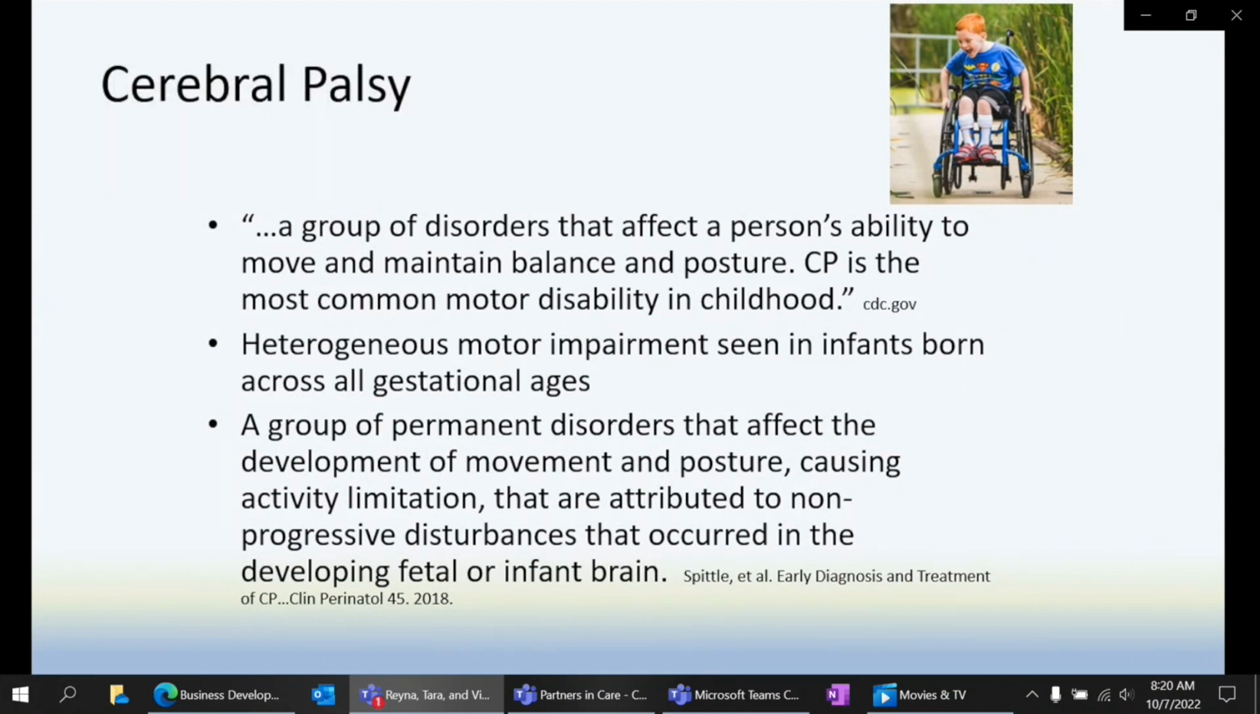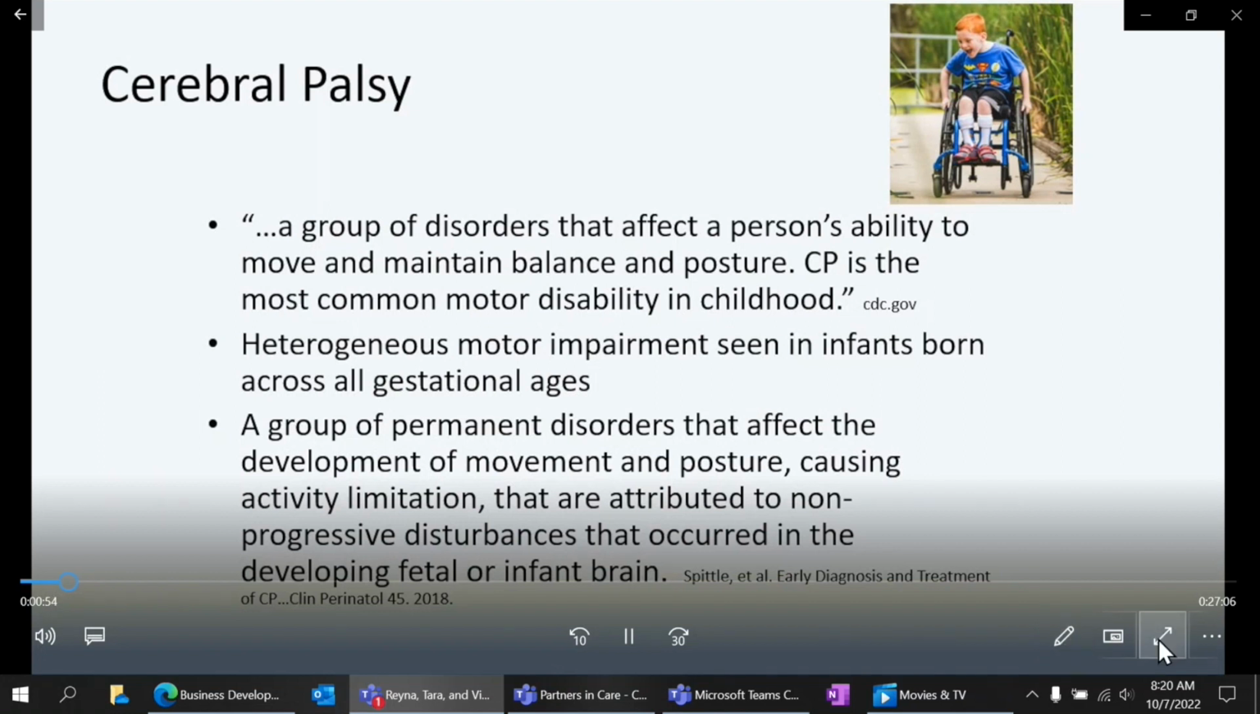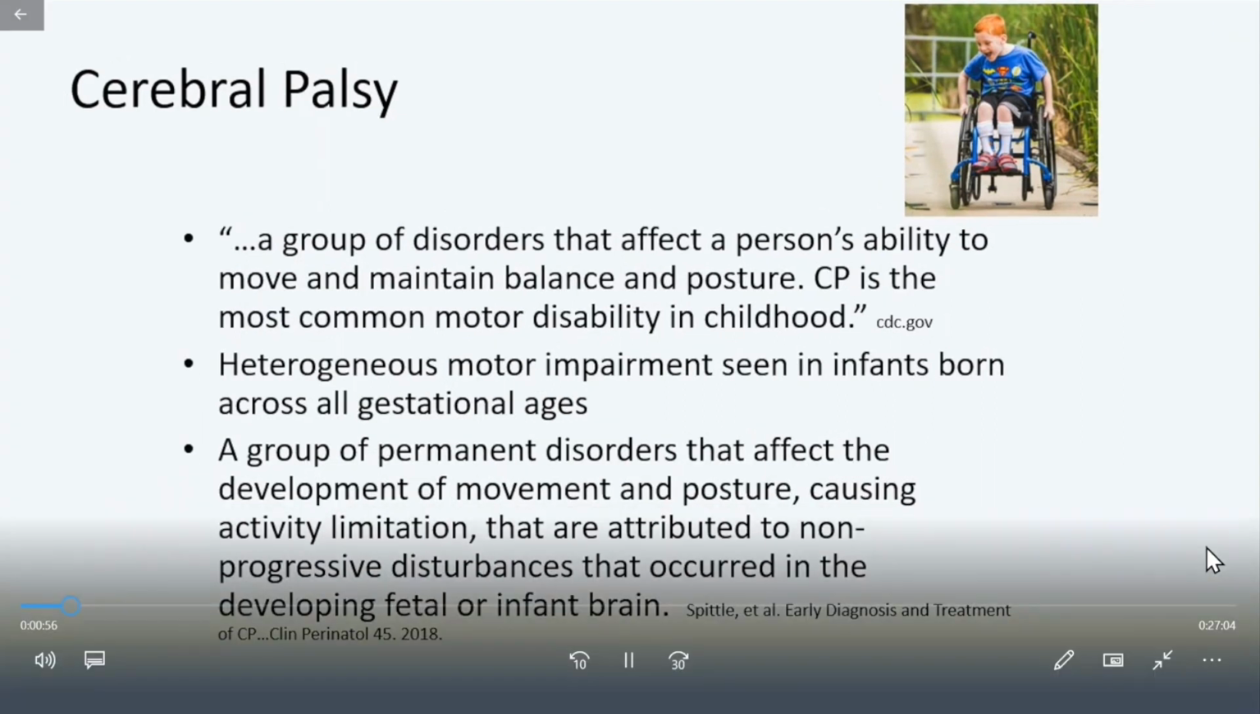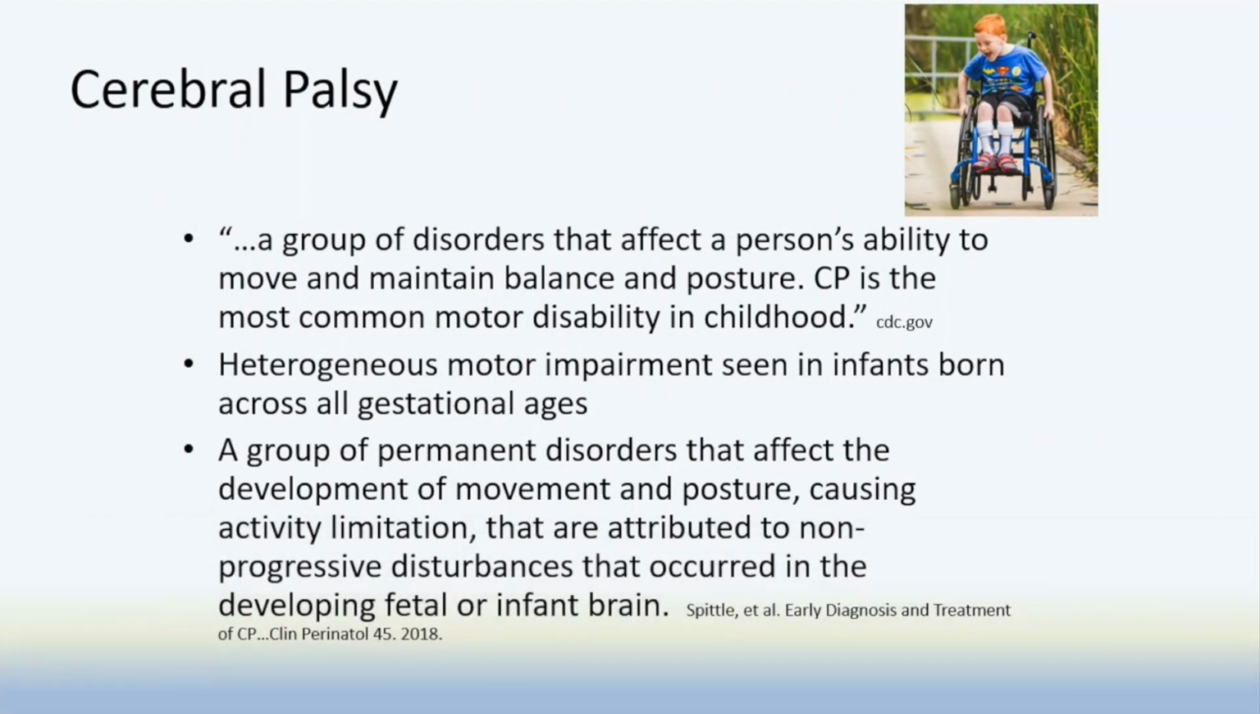So defining cerebral palsy, from the CDC, is that it is a group of disorders that affects a person's ability to move and maintain balance and posture. Cerebral palsy is the most common motor disability in childhood. Those of you that work with individuals with cerebral palsy understand that it's heterogeneous. These kids don't all look the same, and they all have different histories from being born premature, term, or post-term. It is a group of permanent disorders that affects the development of movement and posture, causing activity limitation that's non-progressive. The developing brain was affected early, but the injury is non-progressive.